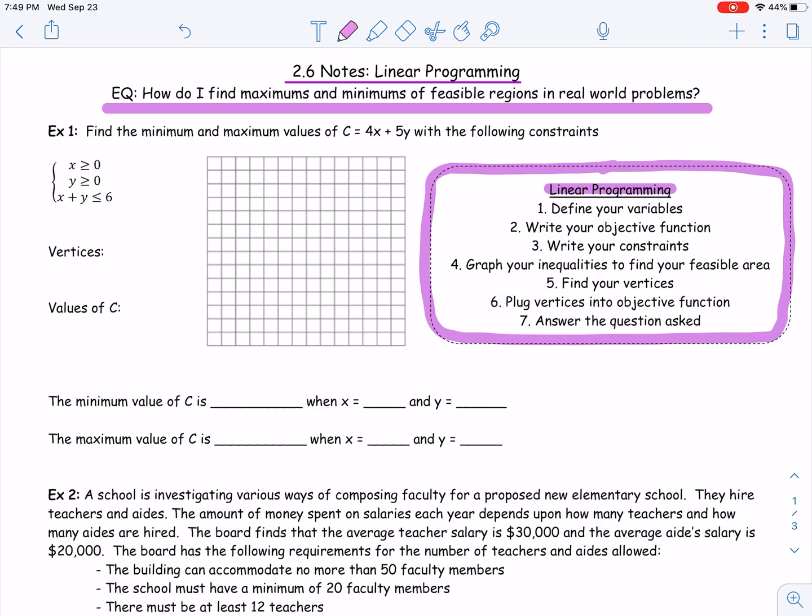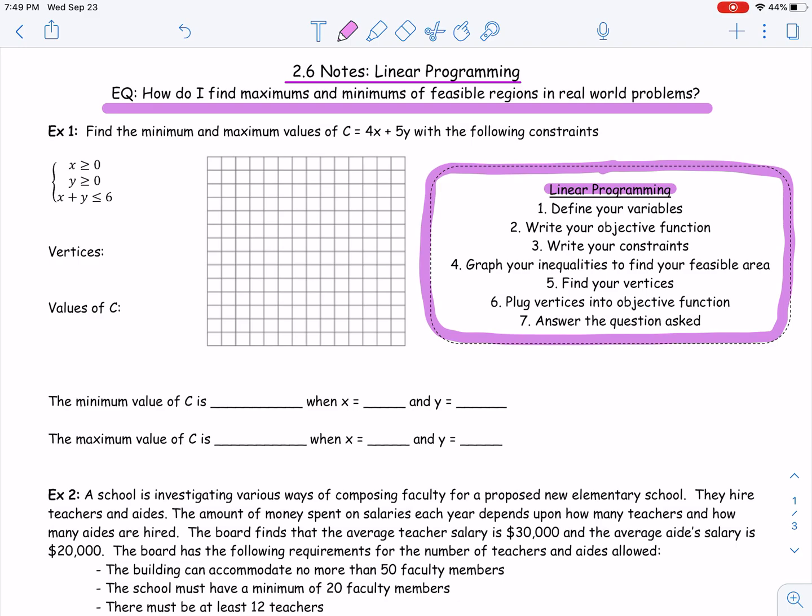So again, real world problems almost always translate into word problems when we're talking about math. So a couple of things that I want to show you step by step what we're going to do when we're working with a linear programming problem. First step is that we need to define our variables. That's pretty standard across the board. Anytime we're dealing with a word problem, we have to define our variables.